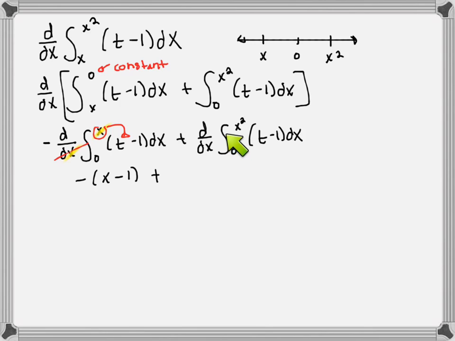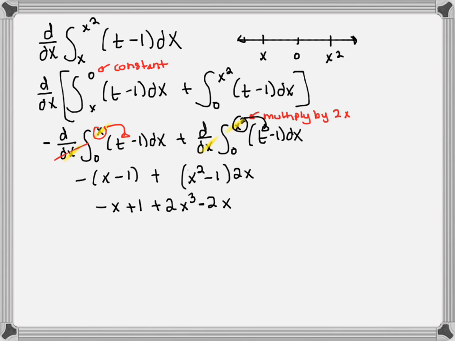For my second integral, my variables don't match, but I just need to remember that I need to multiply my answer by 2x, incorporating the chain rule. So I'm going to substitute for x, multiply by 2x, combine my like terms, and I get 2x cubed minus 3x plus 1.